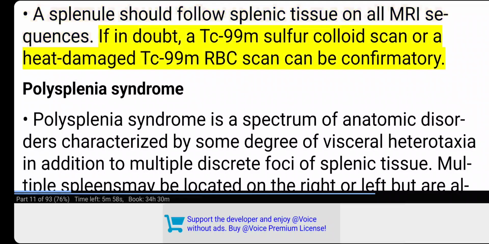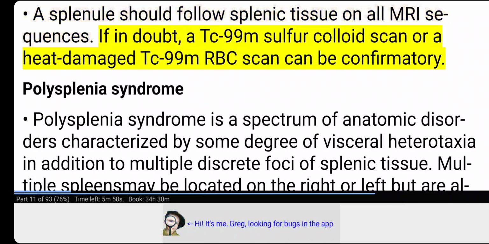If in doubt, a Tc-99m sulfur colloid scan or a heat-damaged Tc-99m RBC scan can be confirmatory.